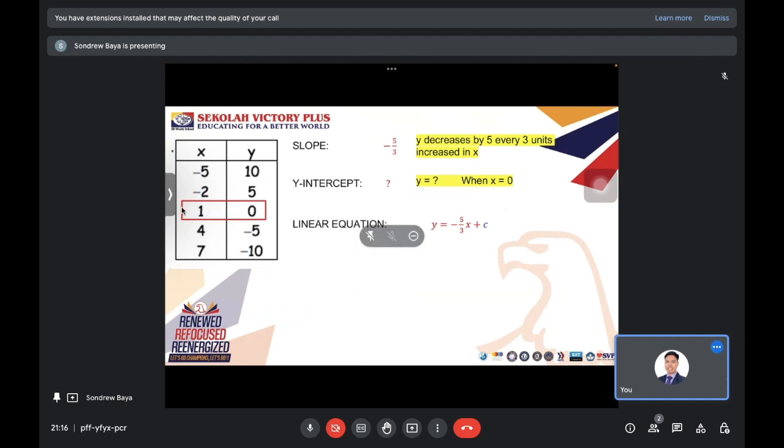Again, I will use this certain value in order to solve for c. Here, y is 0 when x is 1. So we just have to substitute these values to y and x, and then manipulate and simplify. So isolate the c, transfer negative 5 thirds to the other side. c is equal to 5 thirds. Now we have the value of c, so we can now complete the linear equation. We now have y equal to negative 5 thirds x plus 5 thirds. And that is how to find a linear equation.